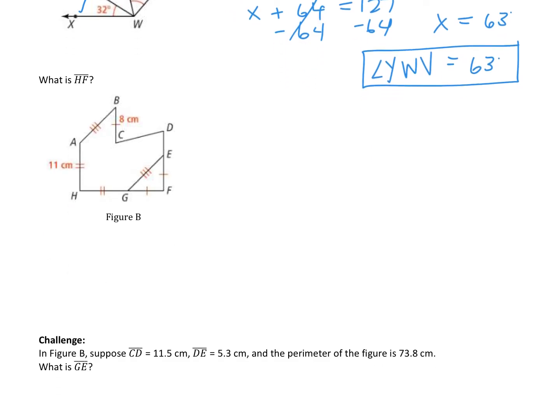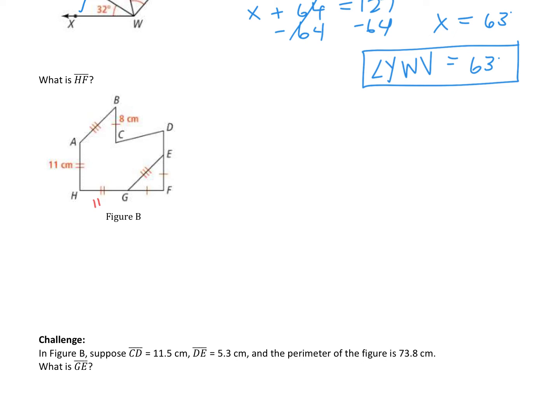All right, here we have some segments with congruent markings. So let's go ahead and fill in anything that's congruent. So this segment AH has two tick marks. Well, HG has two tick marks. So I'm going to mark that. I know that that is 11 centimeters. Anything else with two tick marks gets 11 centimeters, which I don't see anything.